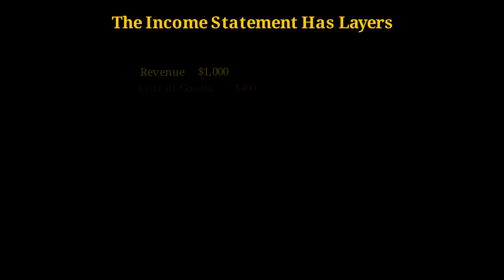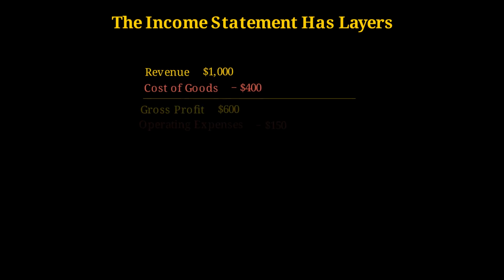We have now seen the big picture. 3 statements, 3 questions. Did we make money? What do we own and owe? Did we generate cash? But each statement has layers.